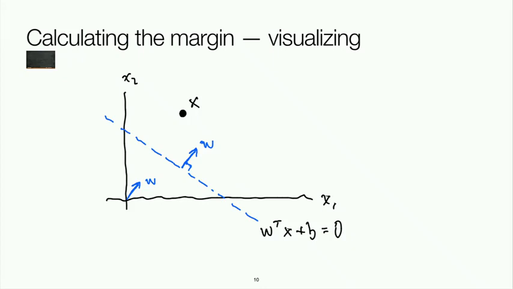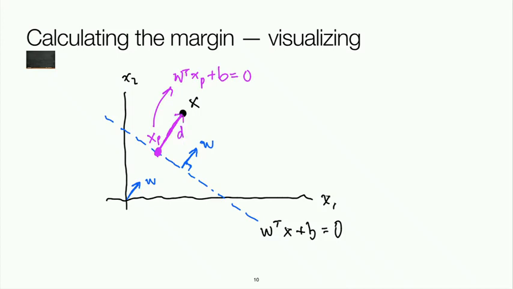And then what I want to do is figure out the distance from x to the hyperplane. What's the length of this purple vector? I get that by looking at this projection xp. And what I know about this thing is that w transpose xp plus b equals 0. That's what I know about it.